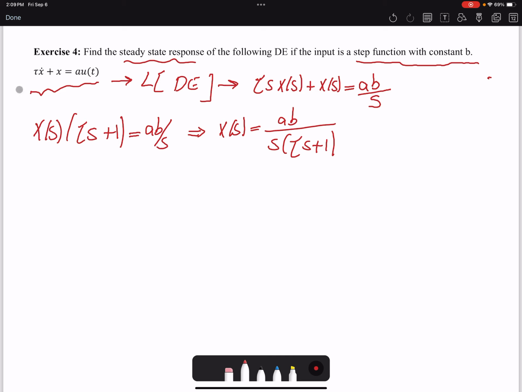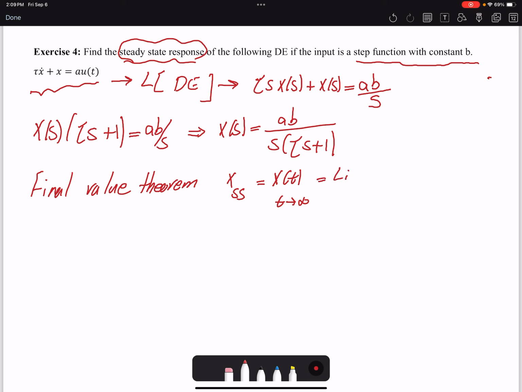If we were to find the entire response of the system, I would have to simplify this fraction and use the partial fraction expansion theorem to take an inverse Laplace transform and change it to the time domain. But the question only asks for the steady state response, so I can use the final value theorem. If I use the final value theorem, I can stay in the Laplace domain and find the steady state, or find x(t) as t goes to infinity.